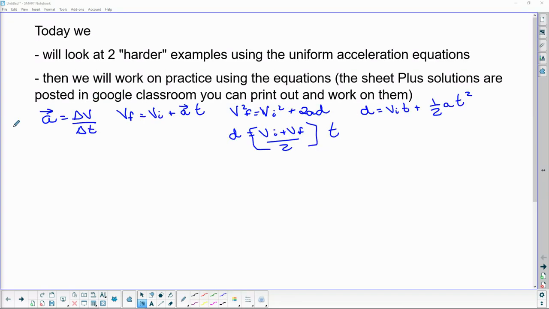Here we go. Okay, today I'm going to do two harder examples, one multi-step example first of using these 5 equations for uniform acceleration. And then I'm going to do one algebraic example that uses algebra and unknown variables, like solving two unknowns. So two harder examples of using uniform acceleration equations.